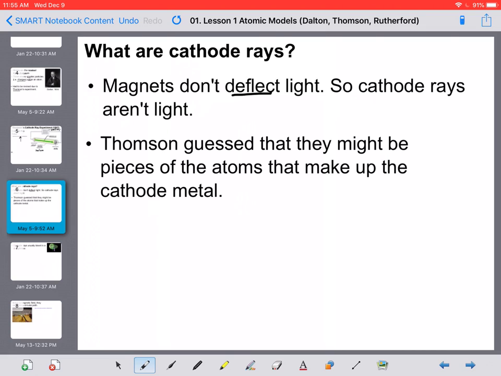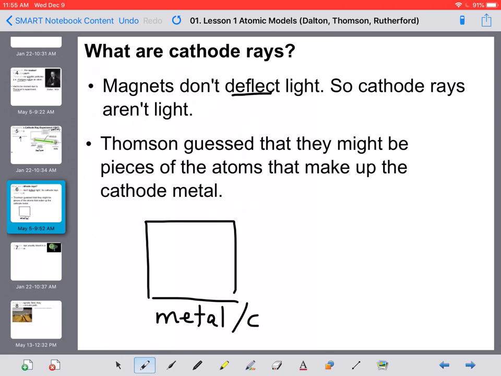They're not just photons. So what Thomson guessed instead is that cathode rays might be pieces of the atoms that make up the cathode metal. So just to visualize that, say here you have a piece of metal, or also known as your cathode. Let's say that this cathode is made of silver, just for example. It could be a different metal, but we'll just use silver as an example here.